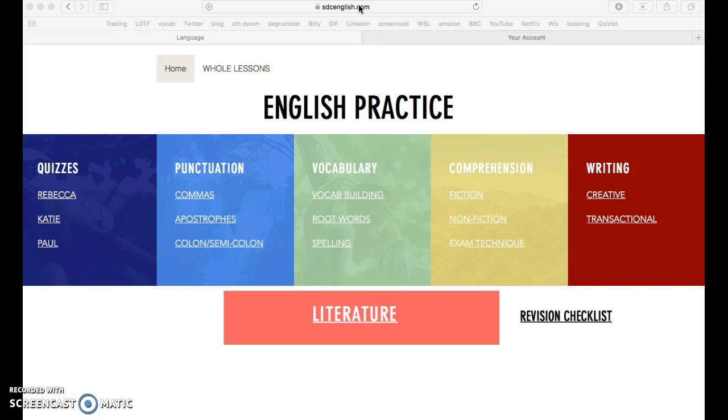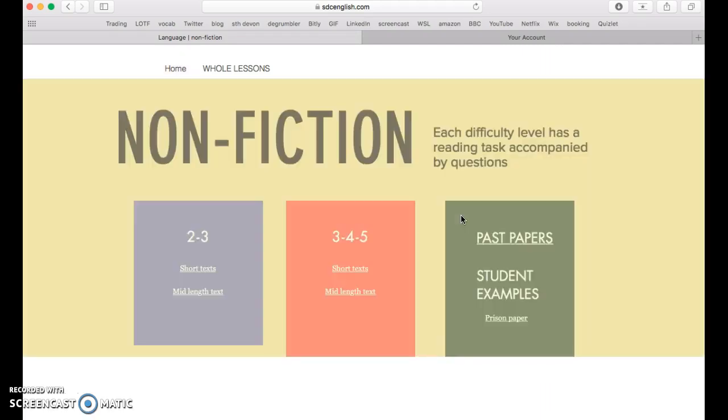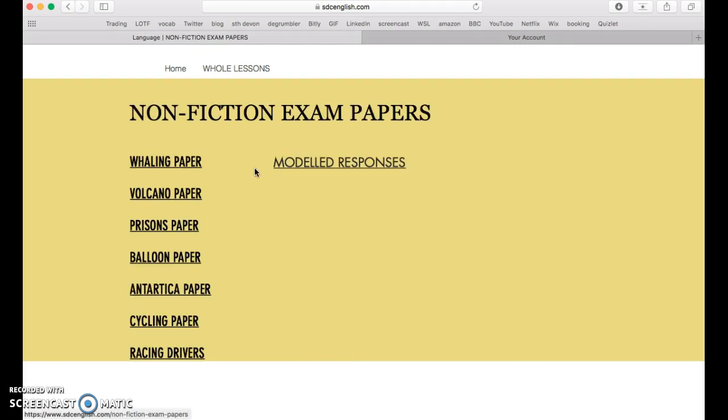So this information is all here on sdcenglish.com, and the first place I think that your child should go in terms of revision is in the language exam, and I think over here in the non-fiction section is the way to get things going. And what your child could do all throughout the holidays and pretty much between now and the exams is to come over here to the past papers section and start practicing all of these papers. The more of these papers that are practiced, the stronger your child is going to become in being able to answer quickly and answer the questions correctly.